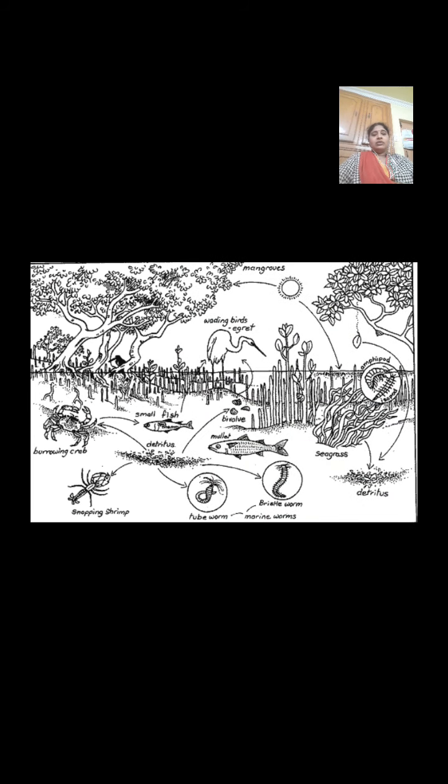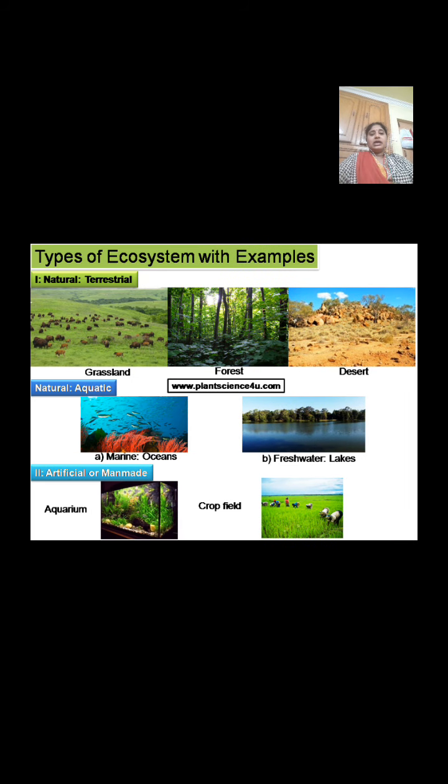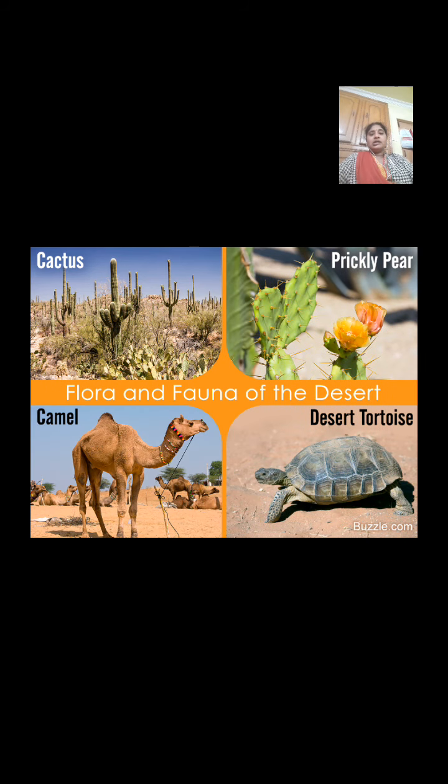Okay. So now, this is one kind of ecosystem, called the Kooringa ecosystem. And even skin is also one kind of ecosystem. Desert is one kind of ecosystem. Okay, we can see these kinds of organisms in the desert ecosystem.